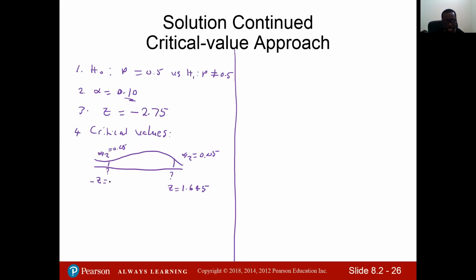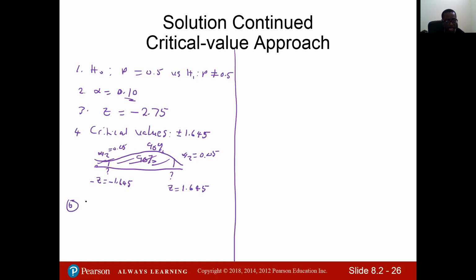So I'm not going to repeat that. This is 1.645. Because if you add everything, the middle is 90%. If you add the 5 and 5, it's the same as that. So these are my critical values. It will be plus or minus 1.645. Okay, so then what is my decision?